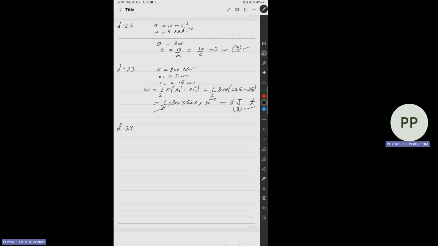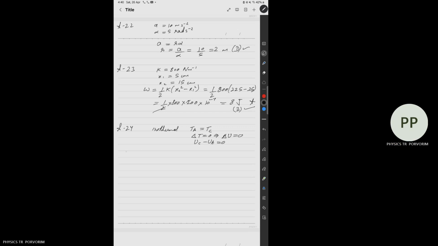Let us start with the second, isothermal. For isothermal, TA and TC are equal. Isothermal means temperature is not changing. So delta T is 0, which means delta U will be 0 also. That means UC minus UA will be 0. So the second one is correct.